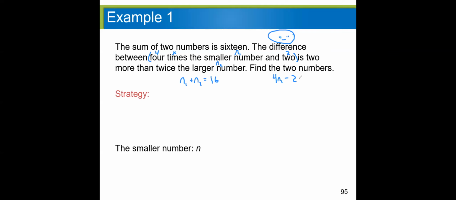And this is 2 more than twice the larger number. What does that mean? Well, again, there is an equal sign. 2 more is usually plus. Sometimes they use it as multiplication. In this case, I believe they use it as addition. Then twice, 2 times the larger number, and 2. Is that what's going on here?